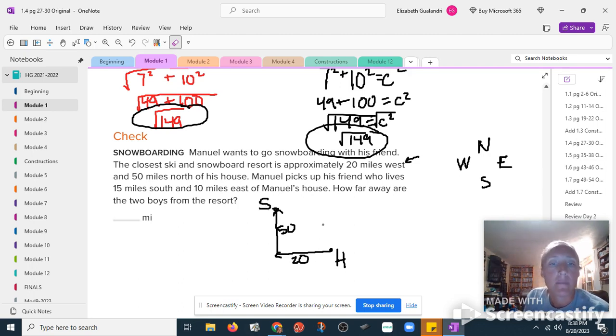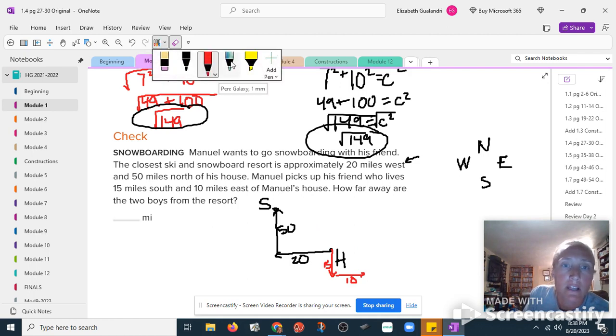Okay. And then it says that Manuel picks up a friend who lives, I'm going to change my color again, who lives 15 miles south and 10 miles east of his house. So we're going to go 15 miles south and 10 miles east of his house. How far away are the 2 boys from the resort? So we're going to go to them and then to the resort that's here and find that distance.